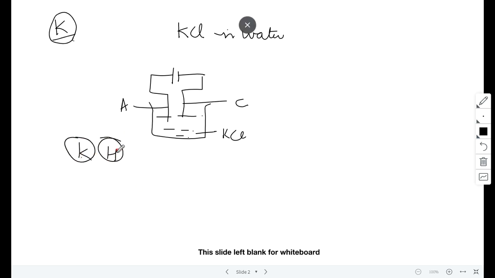Negative. So potassium is more reactive than hydrogen. Potassium will stay in the solution and hydrogen will go towards the electrode. So hydrogen gas will be produced, right? So now explain why this gas was produced at the negative electrode and why potassium was not produced.